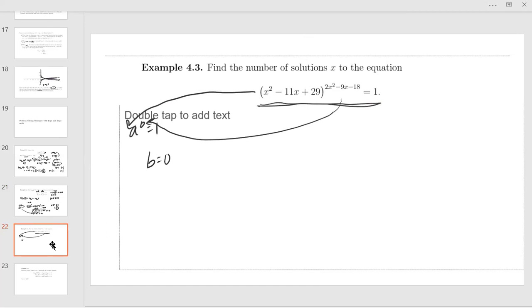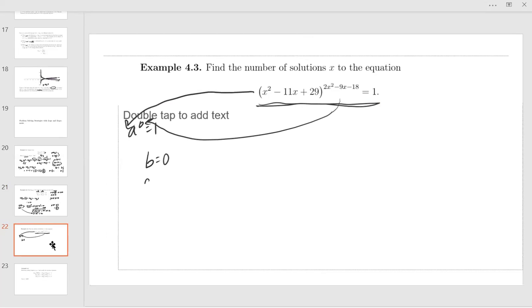is equal to 0, because anything to the 0 is 1, except when a is equal to 0. Or we can have a is equal to 1, because anything to the 1 is also 1. Or we can have a is equal to -1, but then we must have b is even, because -1 to any even number is 1, but -1 to any odd number is -1. We have these three cases.